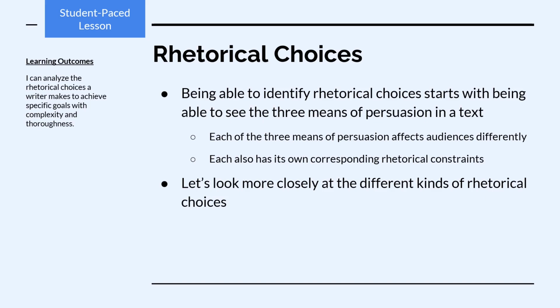Again, being able to identify rhetorical choices starts with being able to better see the three means of persuasion at work. That's because each of the three means of persuasion affects audiences differently, and each has its own corresponding kinds of rhetorical constraints. So let's look more closely at the different kinds of rhetorical choices.